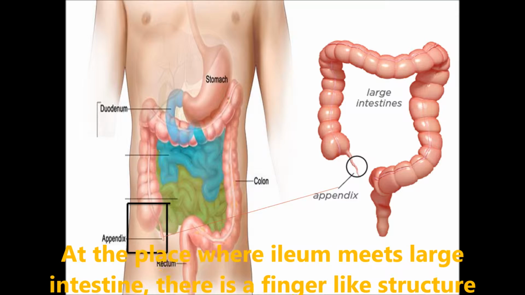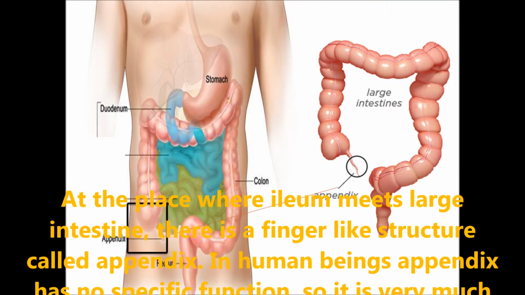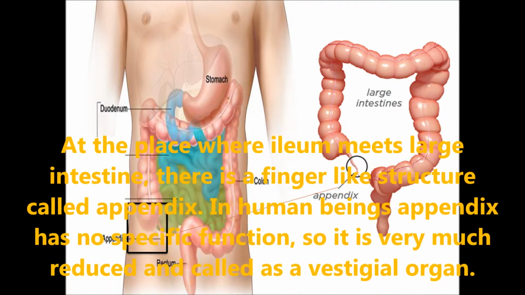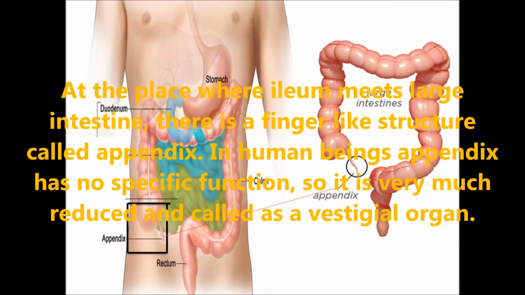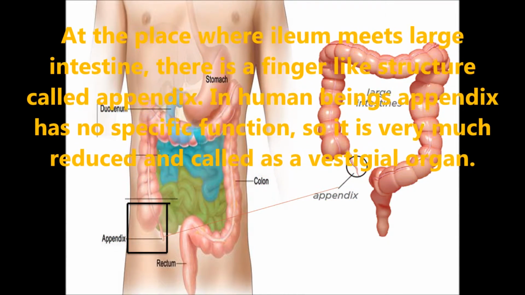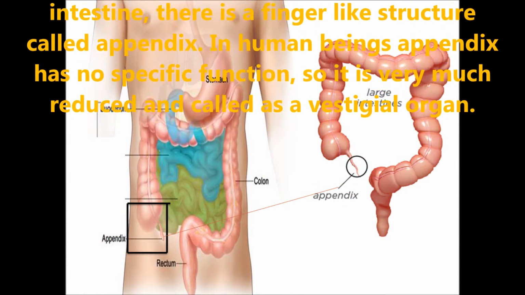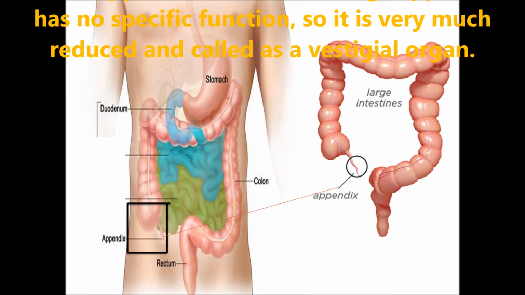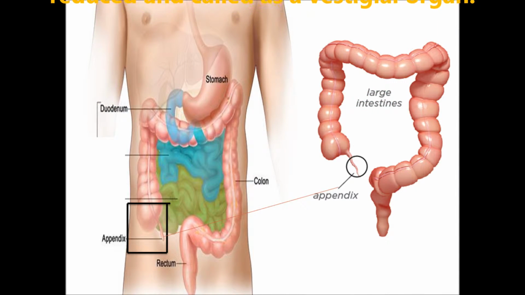Appendix. At the place where the ileum meets the large intestine, there is a finger-like structure called the appendix. In human beings, the appendix has no specific function, so it is very much reduced and is called a vestigial organ.